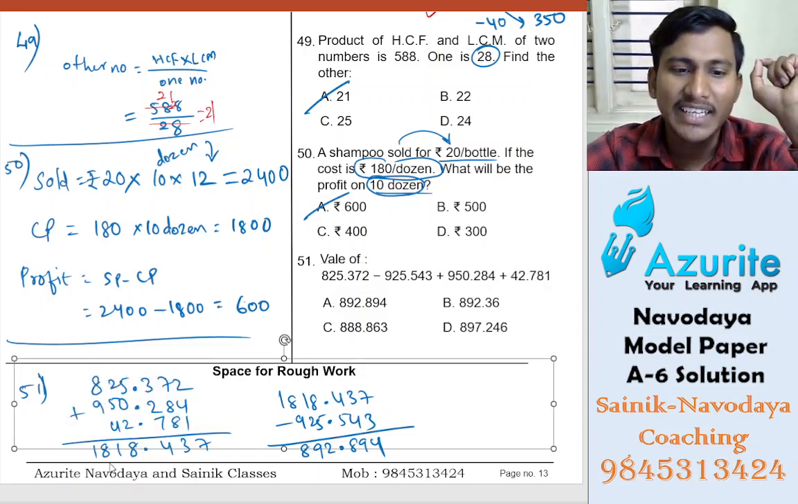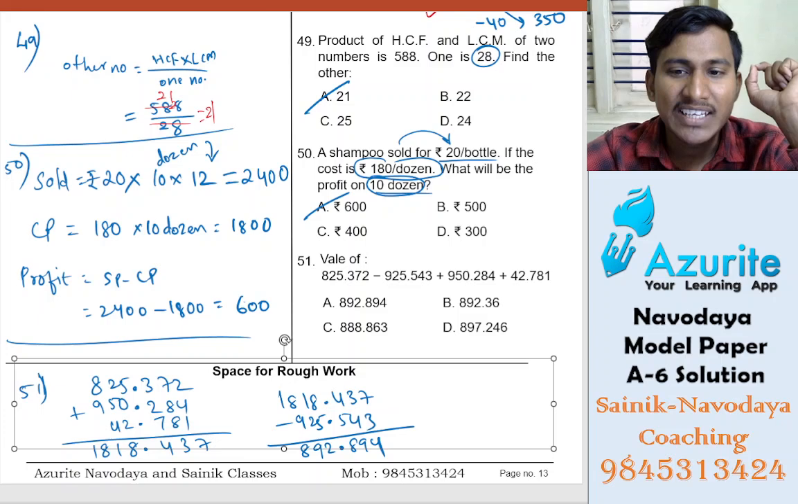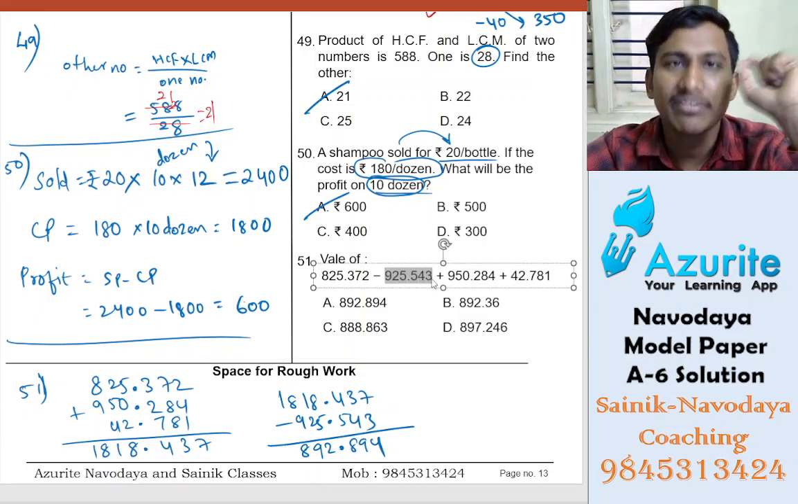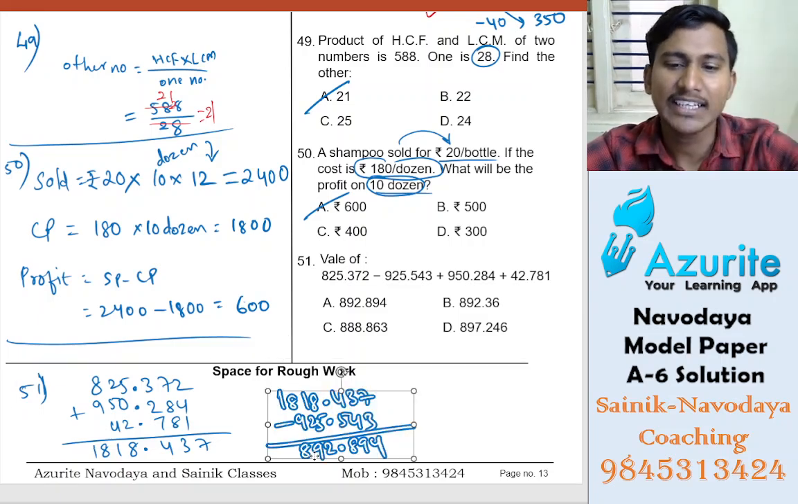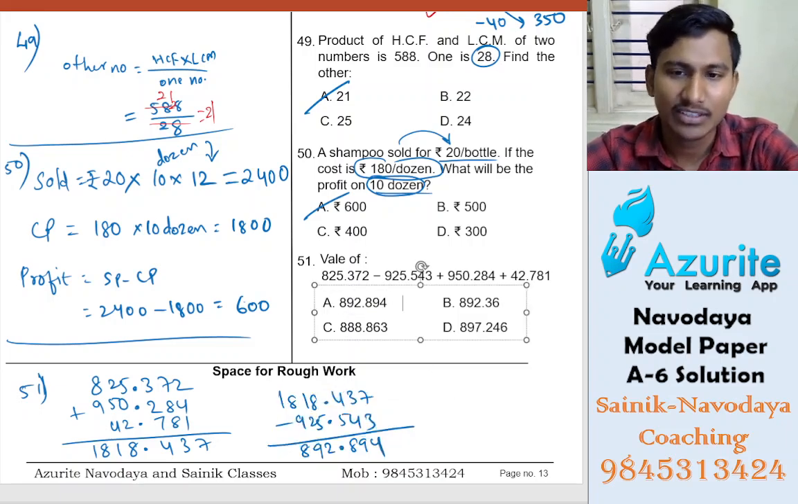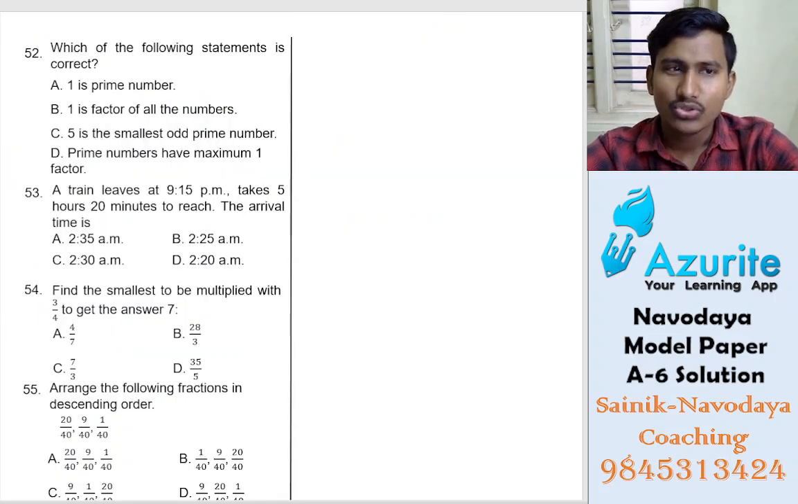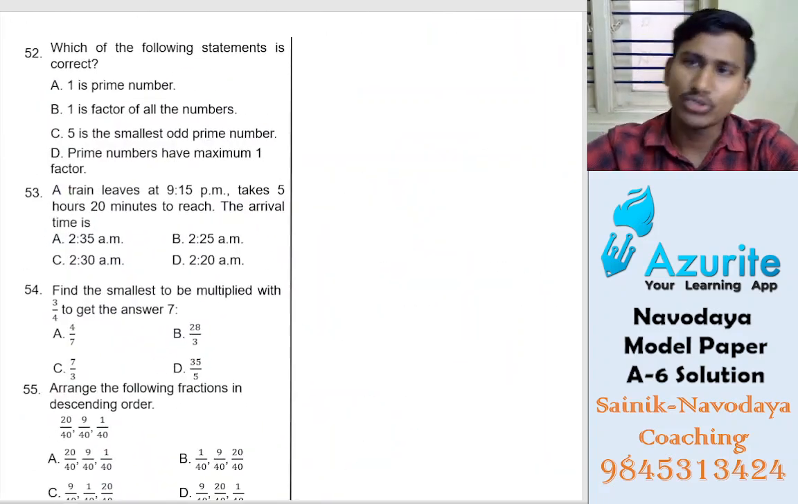So answer will be 1818.437. Now you subtract 925 from that. So if you subtract 925.543, answer will be 892.894. So option is option A here. Got it? Very easy. So see here students, 51 is completed, 52 now, right?